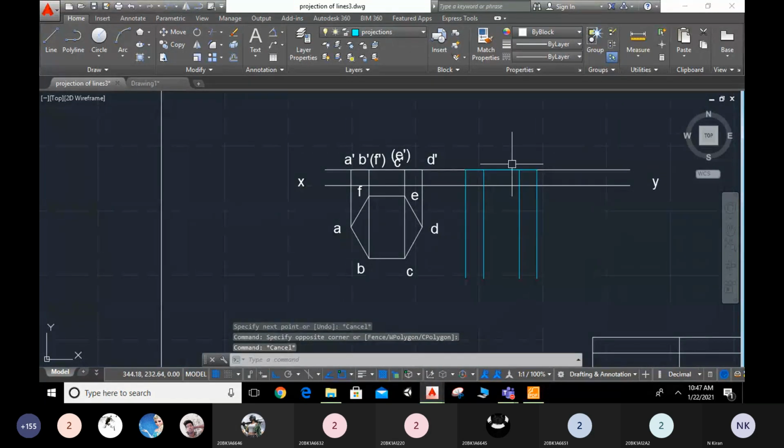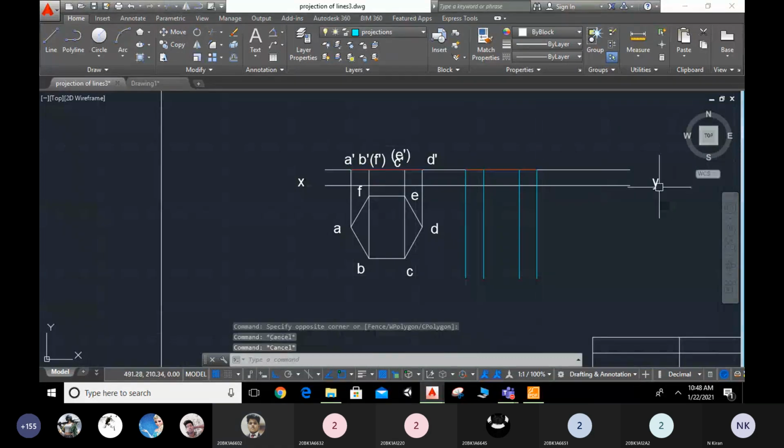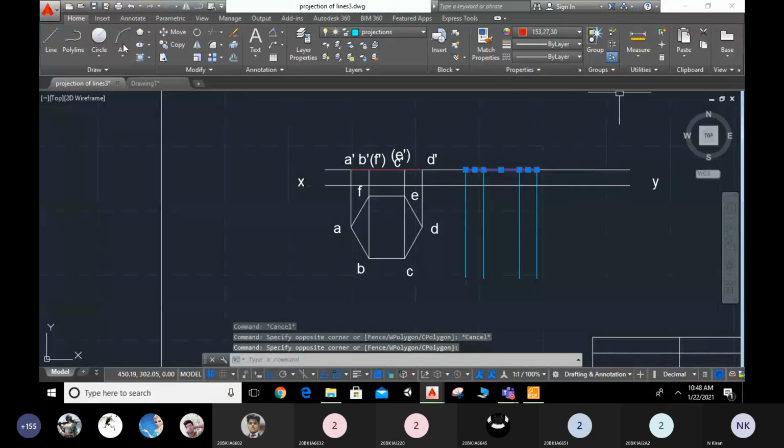This is a projection line, and I will select this one as red color. So this is our actual line. Sir, we have to rotate now, sir. 45 degrees. Yeah. Good. That's good. We have to rotate this. Is it right? This line is at 45 degrees. Okay, we have to rotate this one.